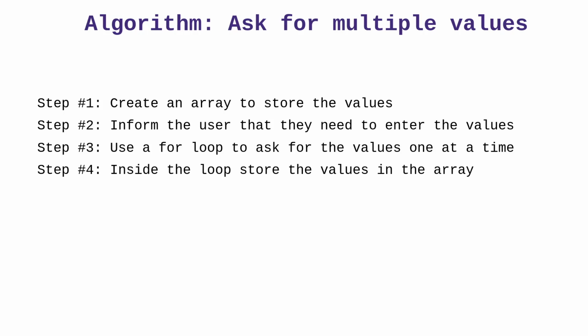Okay, so let us look at our first pattern, and that is how do we ask the user for multiple values that we then store in an array. So it's quite straightforward. Step one, the first thing we need to do is to create the array. That will be used to store the values later on. Step two, we will inform the user what they need to enter. And then step three and step four, we'll simply use a for loop to keep prompting the user for the values. Okay, so let's look at that.